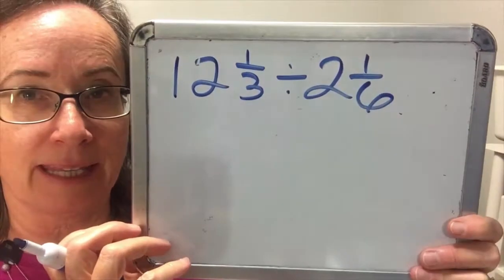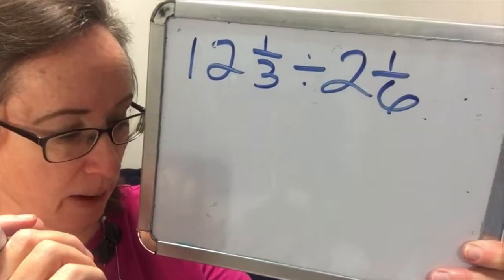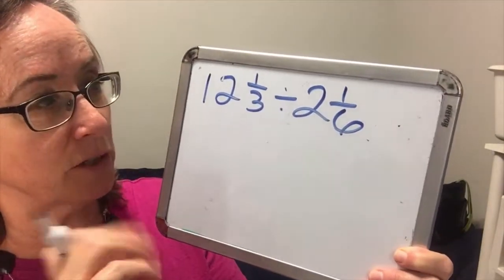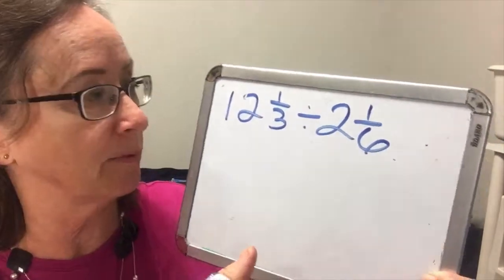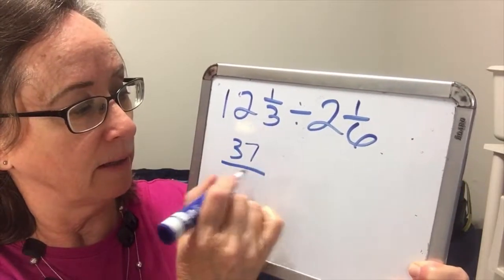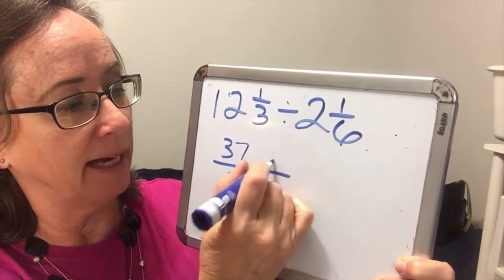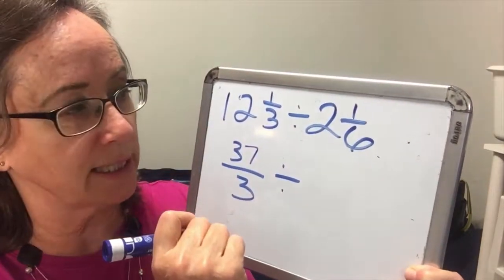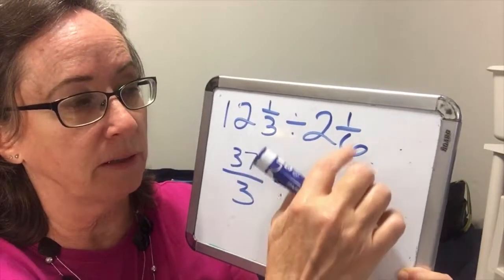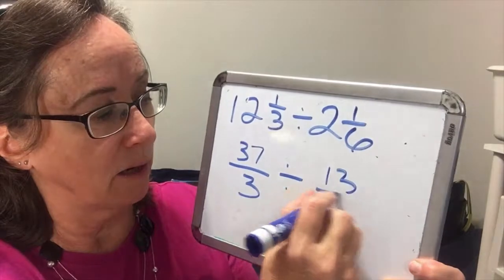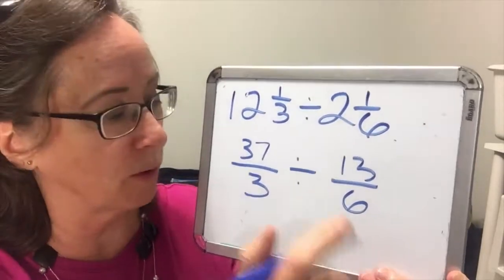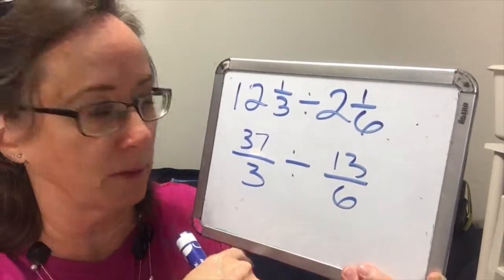Okay, so this is the F problem in your book at the bottom of page 17. So now we're going to look at this problem and say, what can I do? First of all, I must get them into improper form. So 12 times 3 is 36, plus 1 is 37/3. And divided by, let's go ahead and leave the division for just a second, because I want to make sure I don't make any mistakes. 12 plus 1 is 13 over 6. So now I've got everything in improper form, I'm ready to go ahead and flip and multiply.